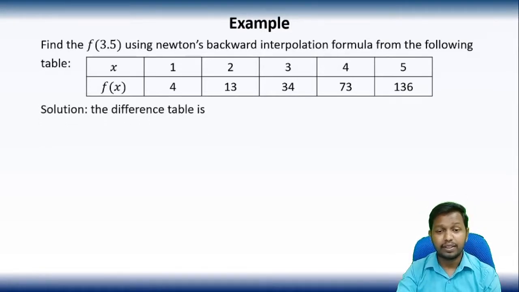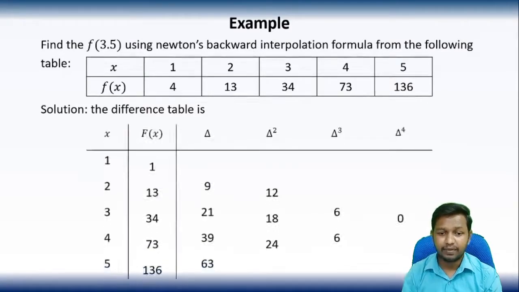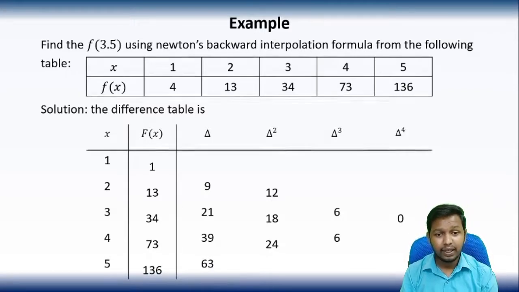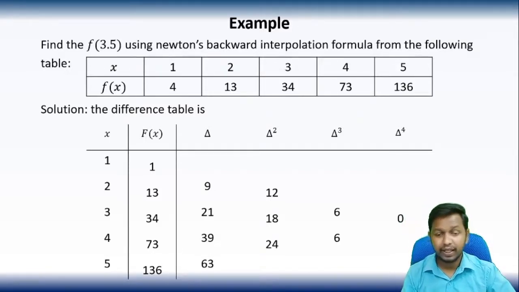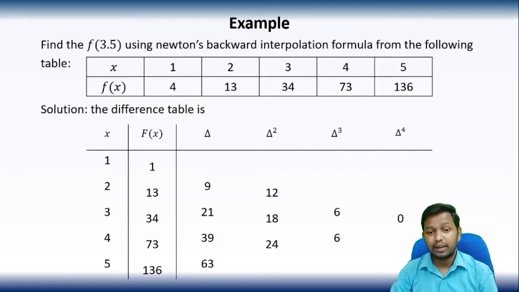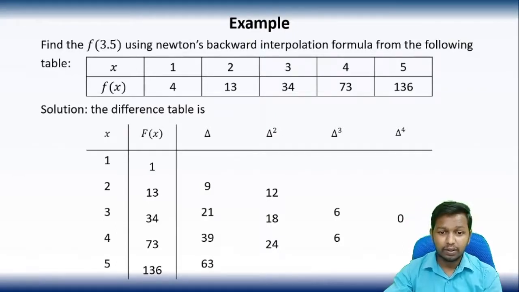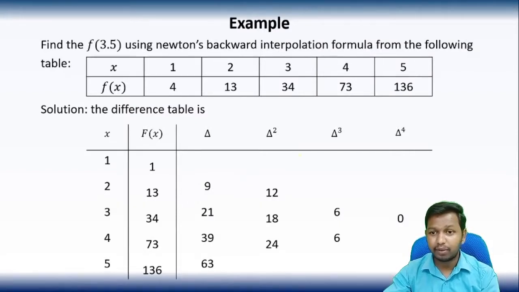See the solution. First construct the difference table. The difference table is like this. So for 1 it is 4, for 2 the corresponding function value is 13, for 3 it is 34, for 4 it is 73, and for 5 it is 136. Next we have to find the corresponding differences. So observe, this is the difference table for the given table.